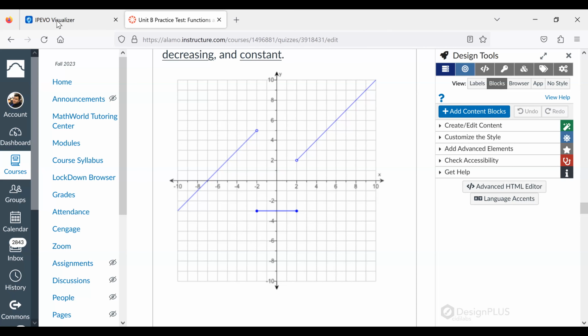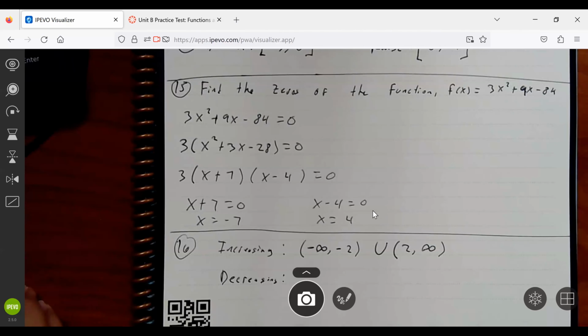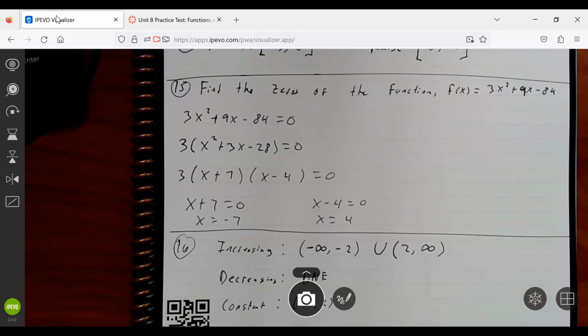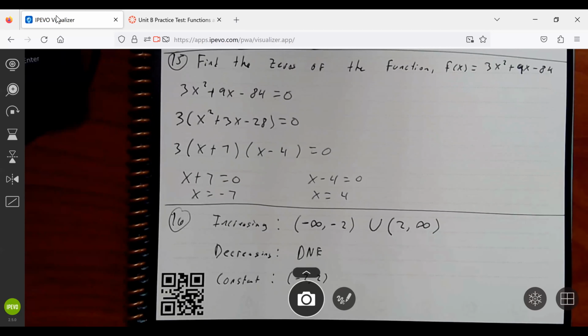Okay. So there we go. Do we have any decreasing sections? No. Nah. Constant? Yeah. And that's it. Any questions on 16?